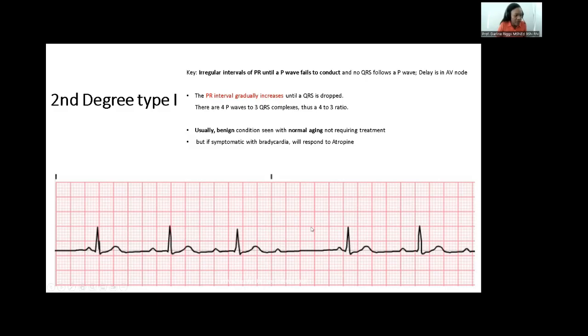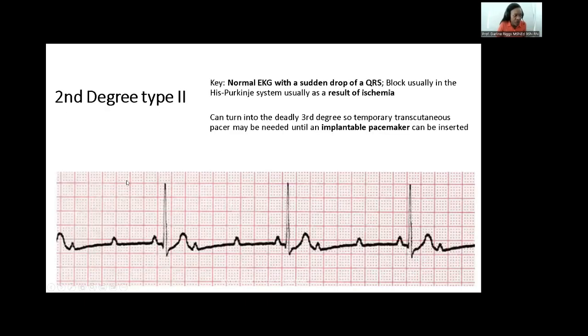Wider, wider, wider, and then boom, they drop a heartbeat. Literally, there's no QRS. Nothing. And if you count your P to QRS, they don't equal. That's type 1.